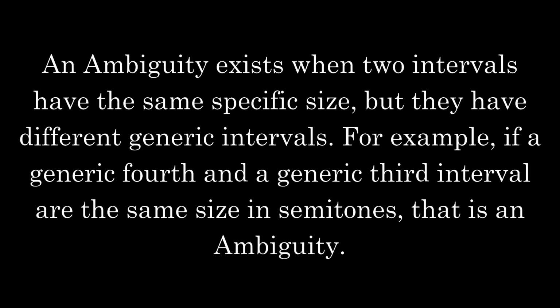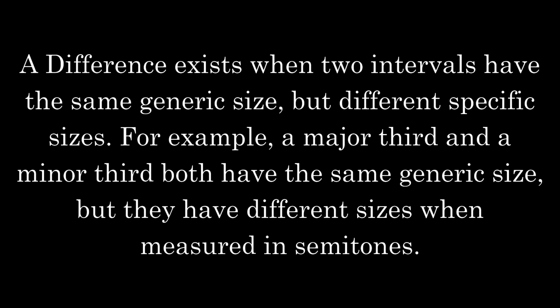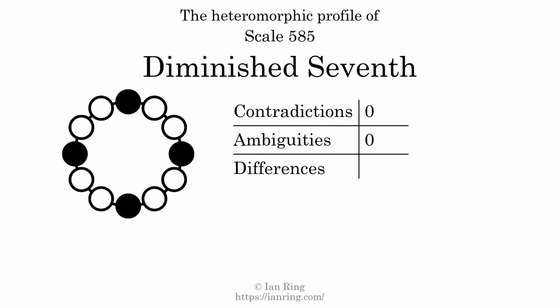An ambiguity exists when two intervals have the same specific size, but they have different generic intervals. For example, if a generic fourth and a generic third interval are the same size in semitones, that is an ambiguity. The number of ambiguities in this scale is 0. A difference exists when two intervals have the same generic size, but different specific sizes. For example, a major third and a minor third both have the same generic size, but they have different sizes when measured in semitones. The number of differences in this scale is 0.